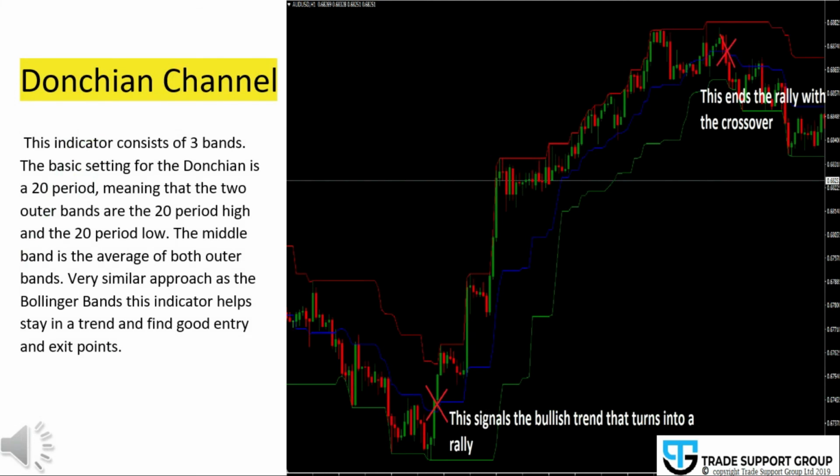The Donchian channel is very similar to the Bollinger Bands, as it helps stay in the trend and find good entry and exit points. This indicator consists of 3 bands. The basic setting for the Donchian channel is for 20 periods, meaning that the outer 2 bands are the 20 period high and 20 period low.